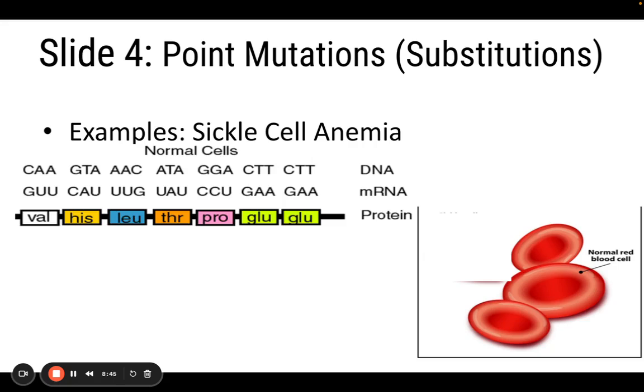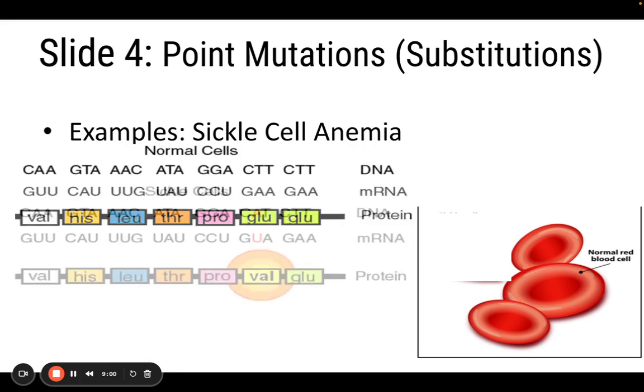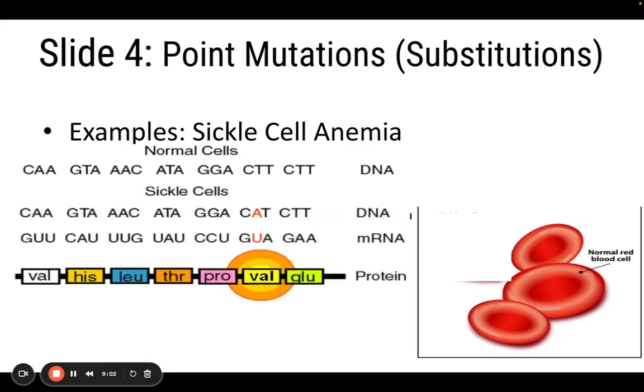Pictured is a normal cell DNA sequence and normal red blood cell. Now, if we have one mutation, it is going to affect the amino acid sequence. One small change in the amino acid sequence leads to this, and cells being sickle-shaped because the protein inside the red blood cells changes as a result of that mutation.